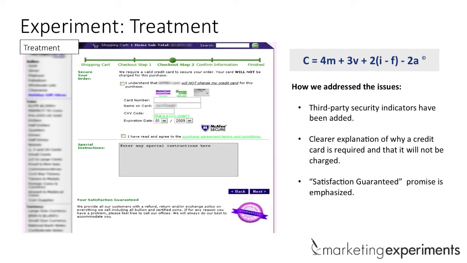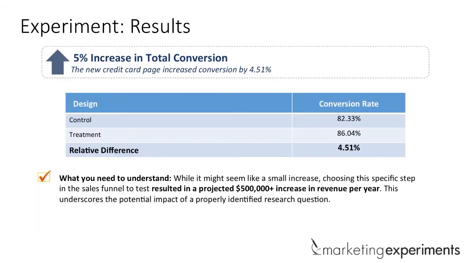Here's the eventual treatment. We added some third-party security indicators, which helped to relieve the anxiety, and we also gave them the satisfaction guarantee. Now they know they can trust us, that their credit card information isn't going to somebody who's going to misuse it or misrepresent it. And this test actually got a lift. The control had a conversion rate of 82.3%, and the treatment had 86.04%.